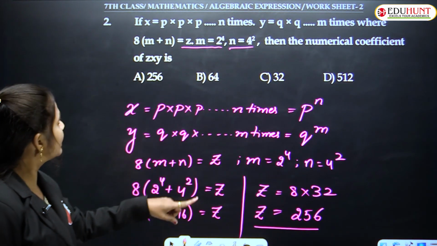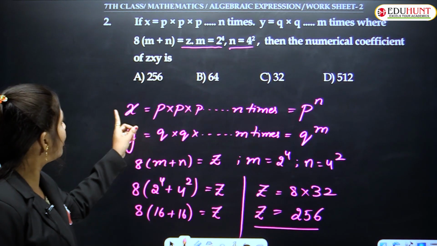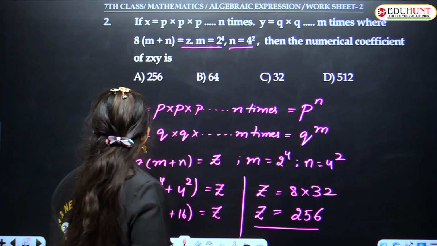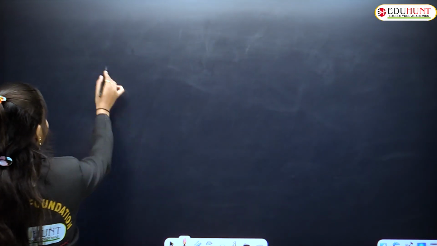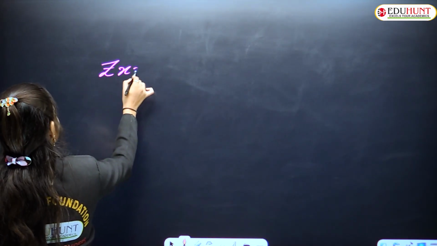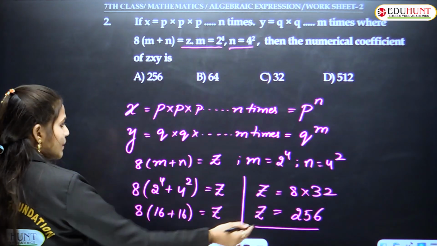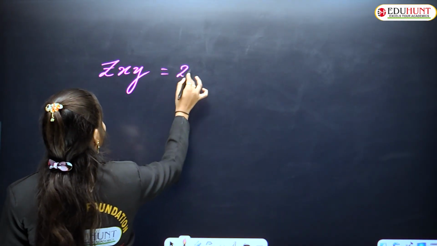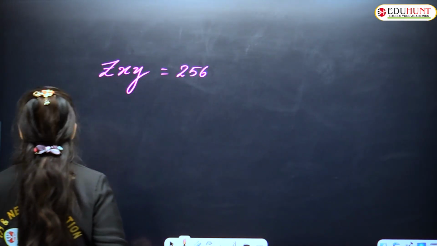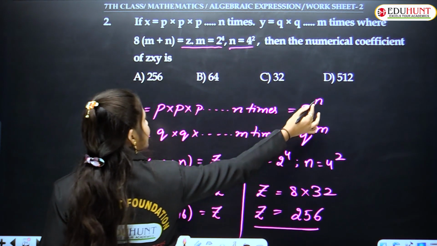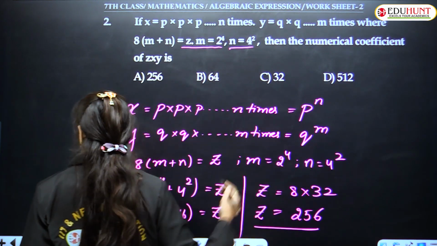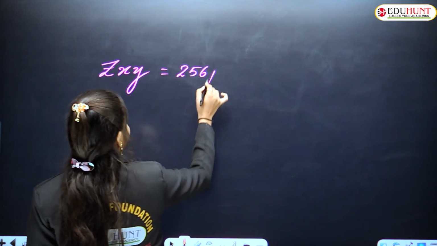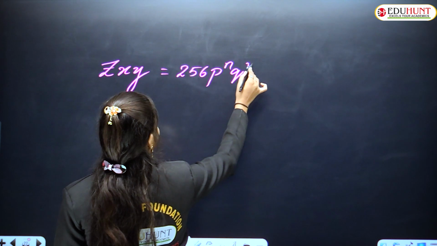Now what are they asking? What is the numerical coefficient of zxy? Here zxy is given. What is the value of z here? Z is equal to 256. And here x is equal to p power n, y is equal to q power m. P power n, q power m.